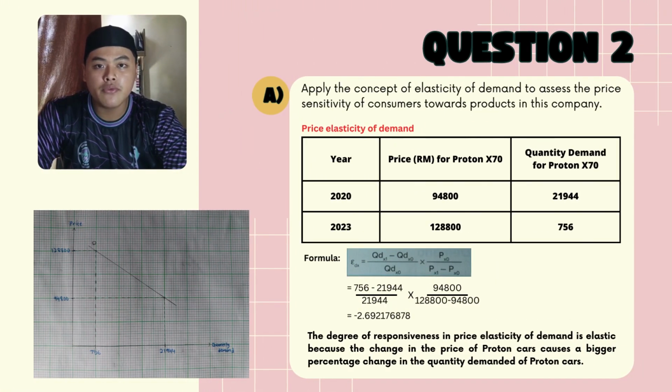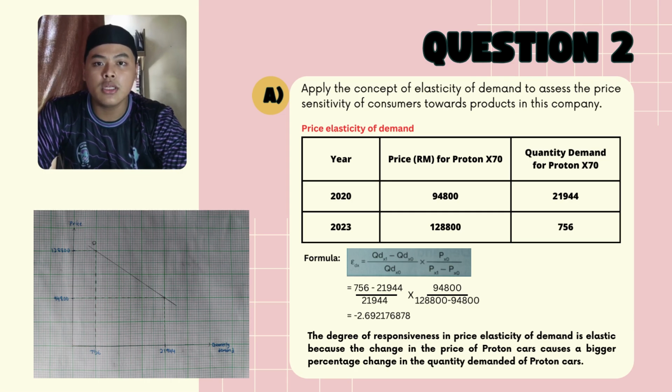Next, I will explain about consumer behavior in question 2. For question A, apply the concept of elasticity of demand to assess the price sensitivity of consumers towards the product in the company. Then we go for the first concept, which is price elasticity of demand. So, we take one product of Proton, which is Proton X70. Then we insert all the information given into the formula of price elasticity of demand.